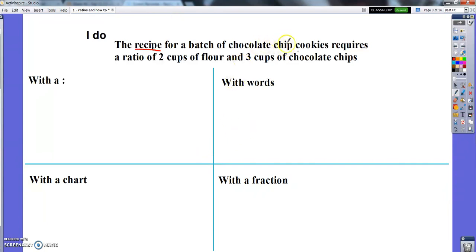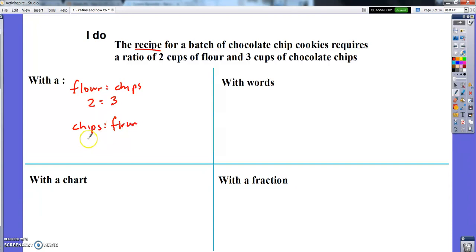So the recipe for a batch of chocolate chip cookies requires a ratio of 2 cups of flour and 3 cups of chocolate chips. So I can represent that ratio with a colon. I can say that the ratio of flour to chips is 2 to 3. Or the other way, the ratio of chips to flour is 3 to 2. Those are the same thing. I just have to make sure I'm clear which one I'm talking about.